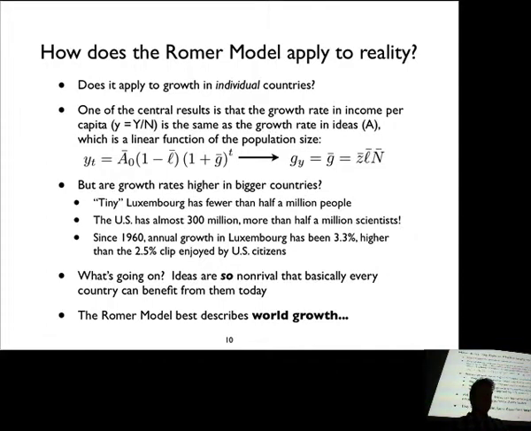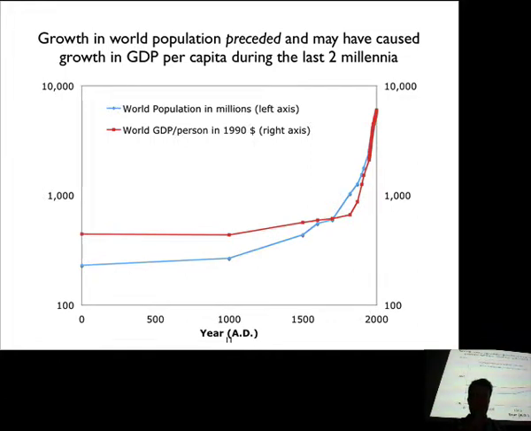So the Romer model really is best for describing world growth over long periods of time. And here's this remarkable picture showing that world population in millions, in the blue line here, actually rose before income per person rose. It rose first, indicating that there was an increasing level of the population, which then, in the Romer model, feeds into a faster rate of growth in ideas and in per person GDP, which is what's plotted here.